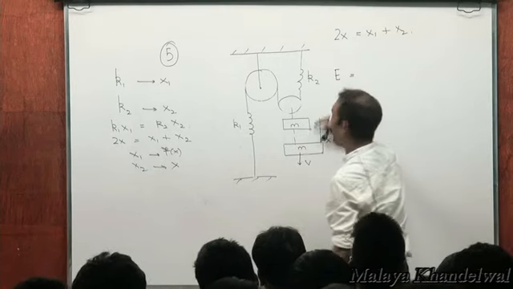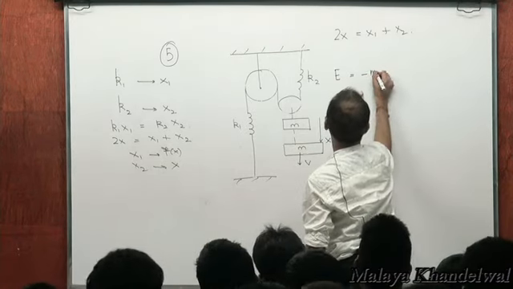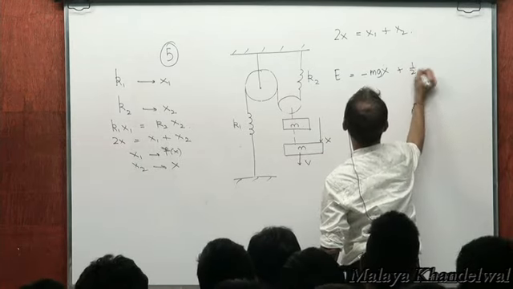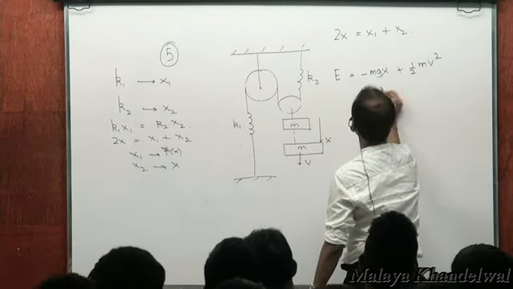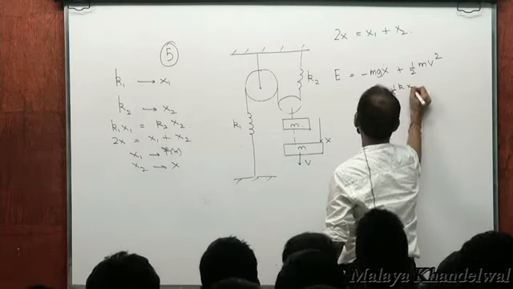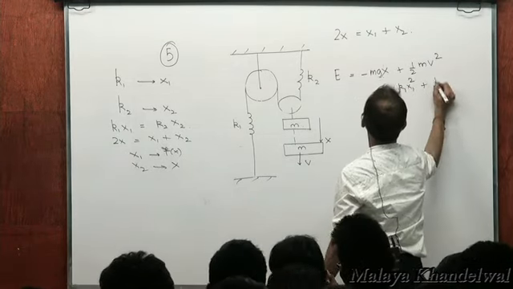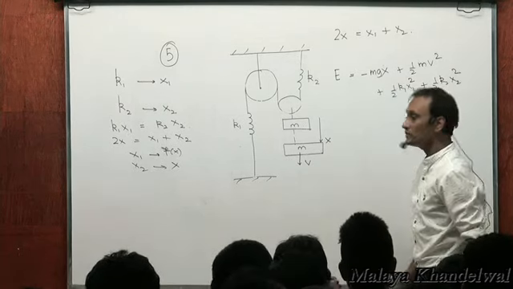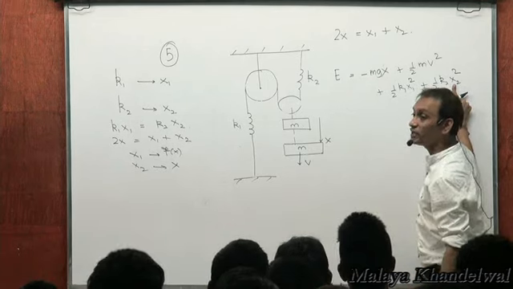First of all, minus mgx plus half mv squared plus half k1 x1 squared plus k2 x2 squared, where x1 and x2 I can write in terms of x.